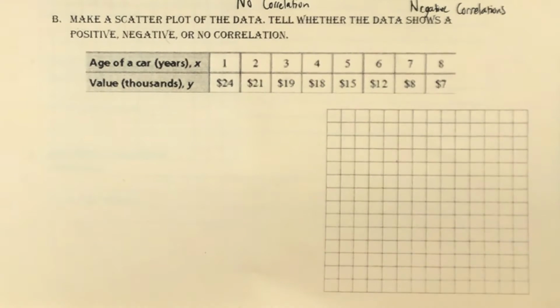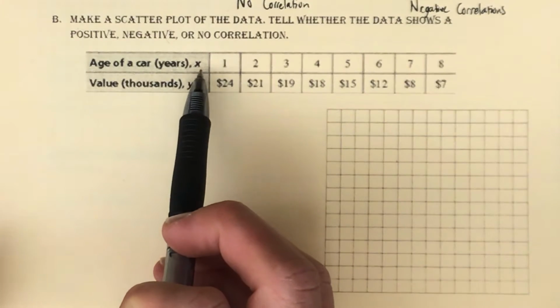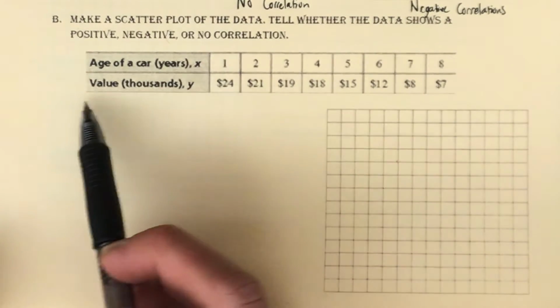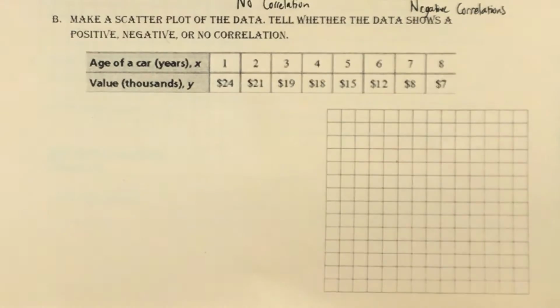So in order to plot data on a table, we have to create ordered pairs. Well, this is talking about the age of cars, which represents our X value, and then the value in thousands of dollars, Y. So we're trying to see, is there a relationship between the two things? So how old the car is, does that have a correlation with the value in terms of thousands?